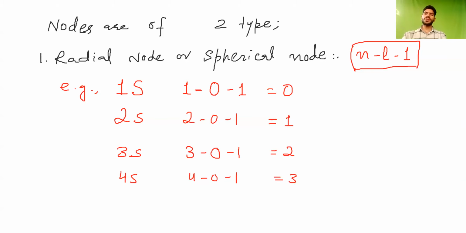So have you got the difference between 1s, 2s, 3s, 4s? All will have spherical shape. The difference lies here in the size. 1s will have smaller size, then 2s will have bigger size, then 3s, then 4s. Also, in case of 1s, there isn't any radial node or spherical node. But in case of 2s, there is one spherical node, in case of 3s, there are 2 spherical nodes, and in case of 4s, there will be 3 spherical nodes. Got it?